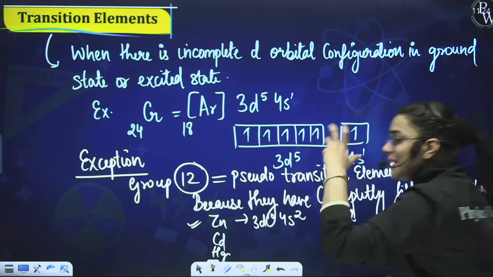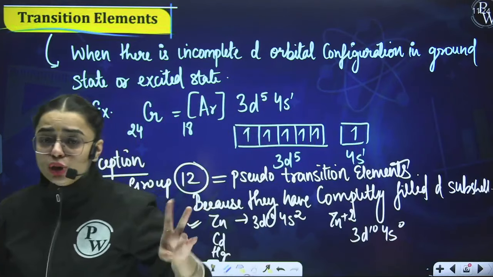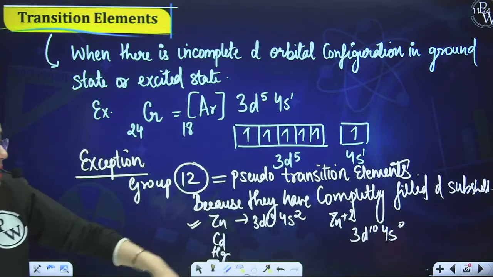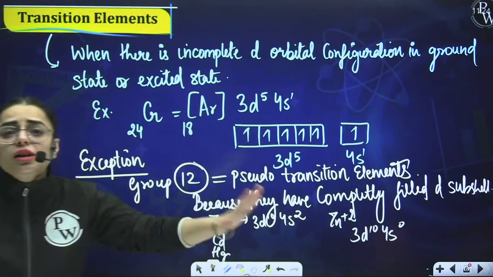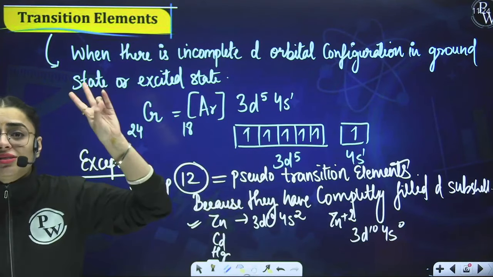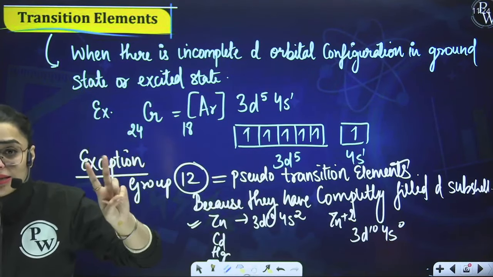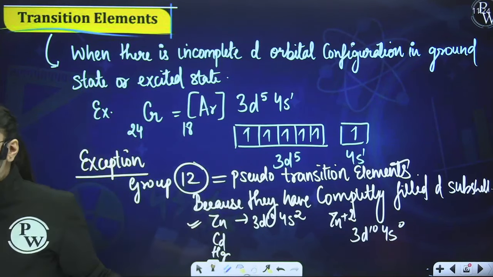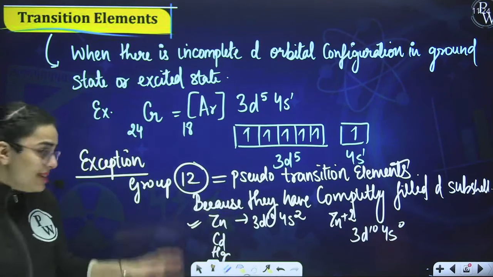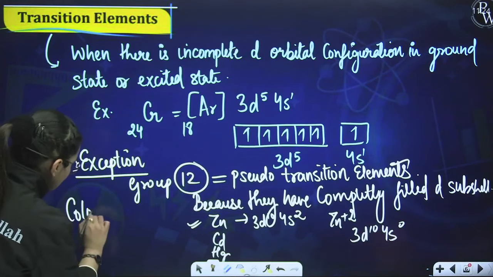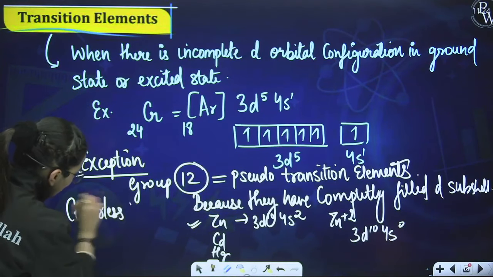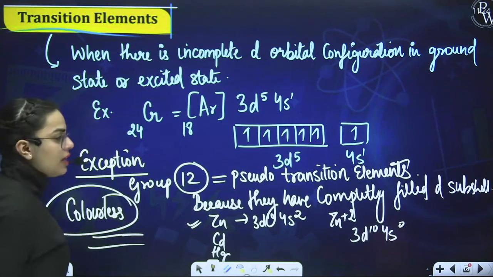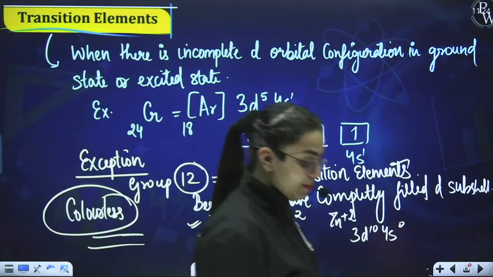Both in the ground state and in the excited state, it has the 3d10 completely filled d orbital configuration. That means if the configuration is full, it is not a transition element. It won't do any transition. Hence they are also colorless, and they are referred to as pseudo transition elements.